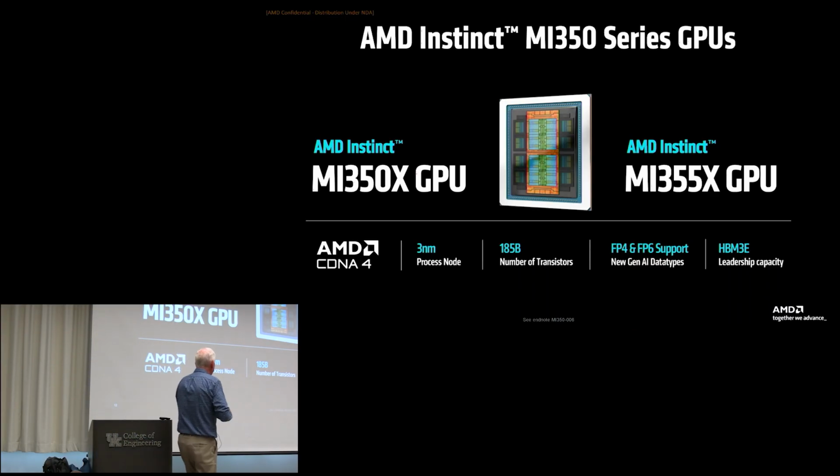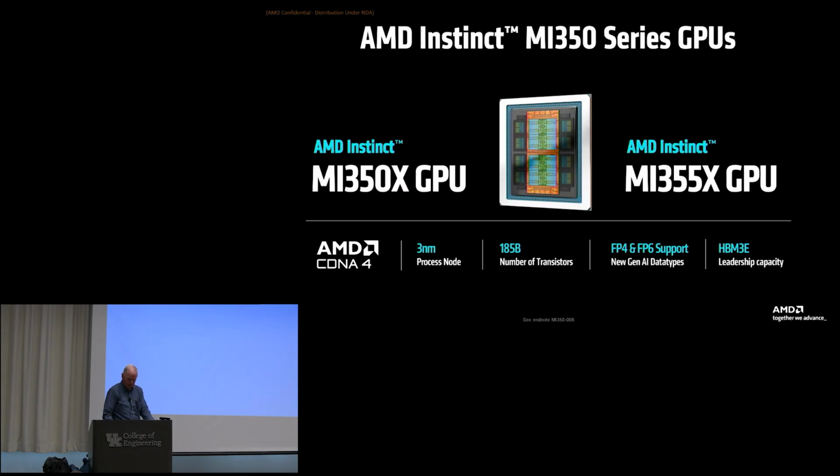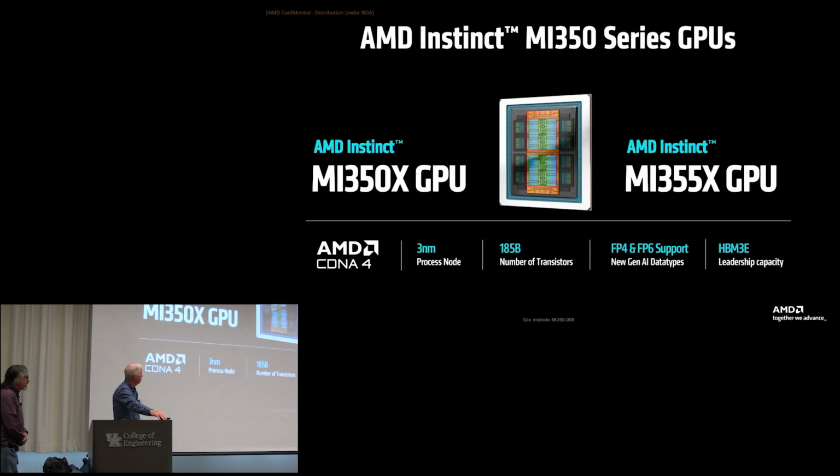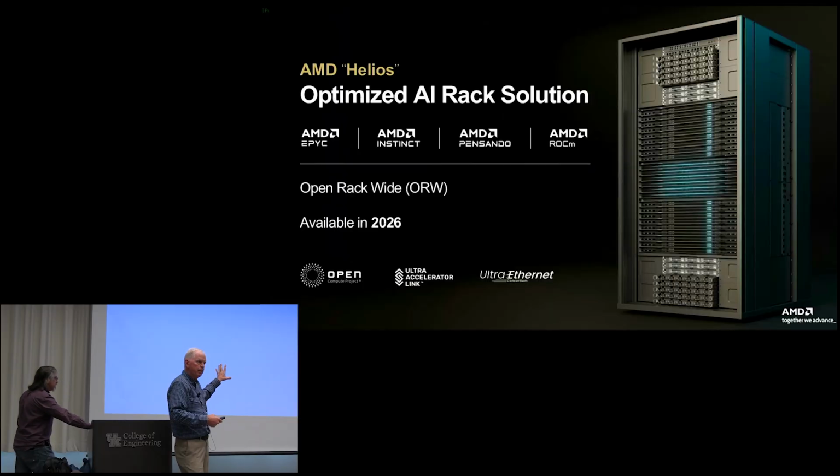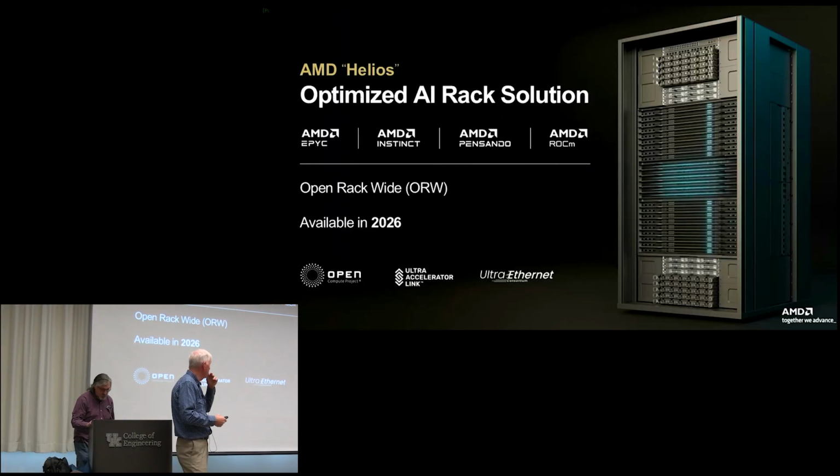So this is the 350, this is what you see. This is the generation that's in the Lawrence Livermore system. It's actually a special version of it called 350A. And this is what Lisa Su, our CEO, is showing in terms of pictures of the machine that's called Helios, which is a single rack system, a single rack solution, right?